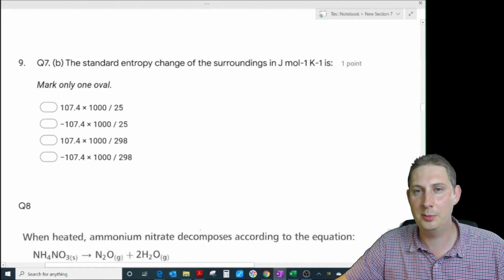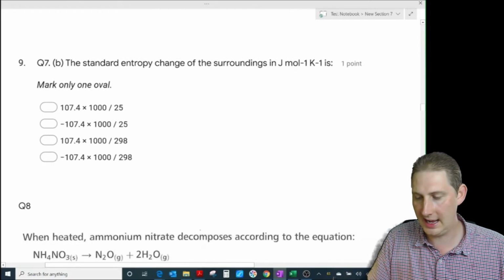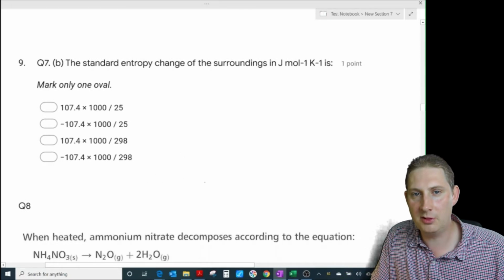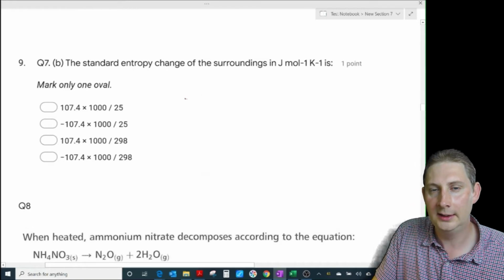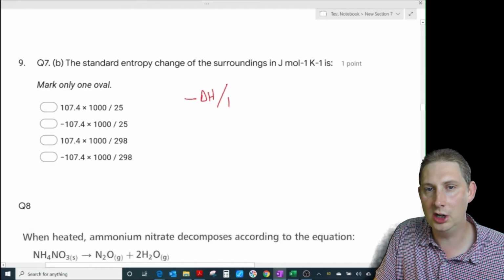The standard entropy change of the surroundings. Okay, well, I mean, the number of people that got this wrong is quite worrying. It's minus delta H over T.